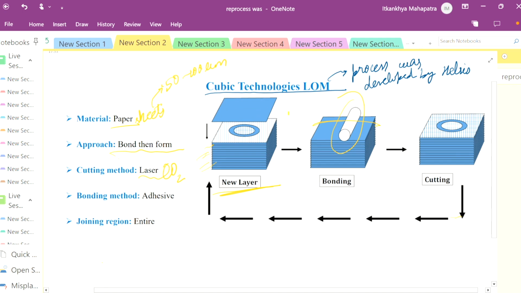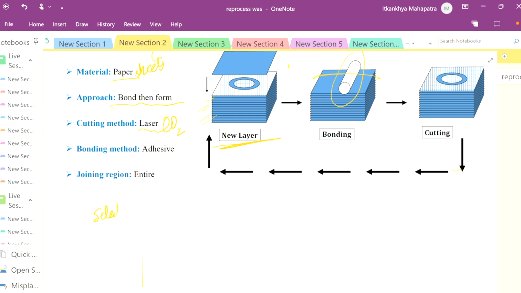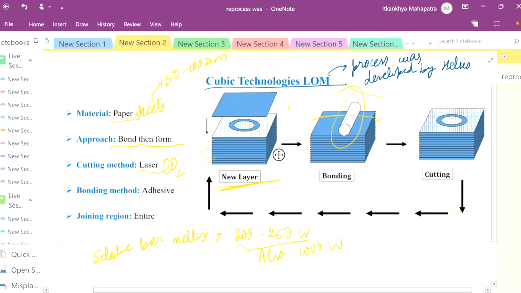Sometimes a 1000 watt laser is also used, but here we don't need the SLM process, which uses selective laser melting. The laser we use is in the range of 200 to 250 watt, and in some cases 1000 watt, but in this method we use a power of less than 10 watt. This will work fine.